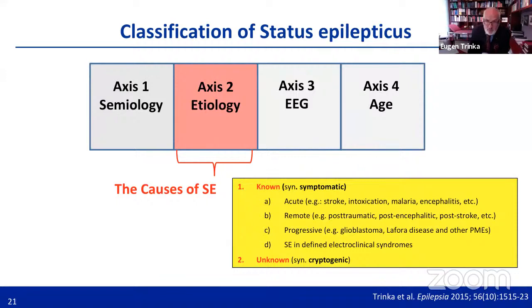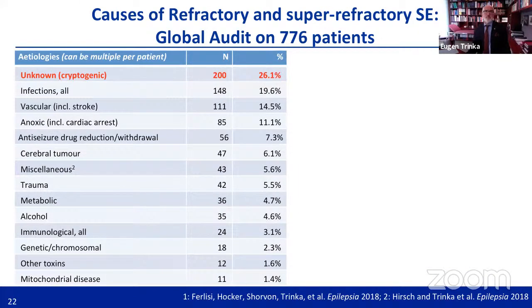Etiology, axis 2, divided into symptomatic and cryptogenic, and the symptomatic can be acute, extremely important to find the cause, remote, also extremely important to distinguish it from the acute, and progressive symptomatic, which is equally important as the first 2 ones. And then, of course, for the epileptologist, there are status in defined electroclinical symptoms, for example, or syndromes, for example, the absence status epilepsy.